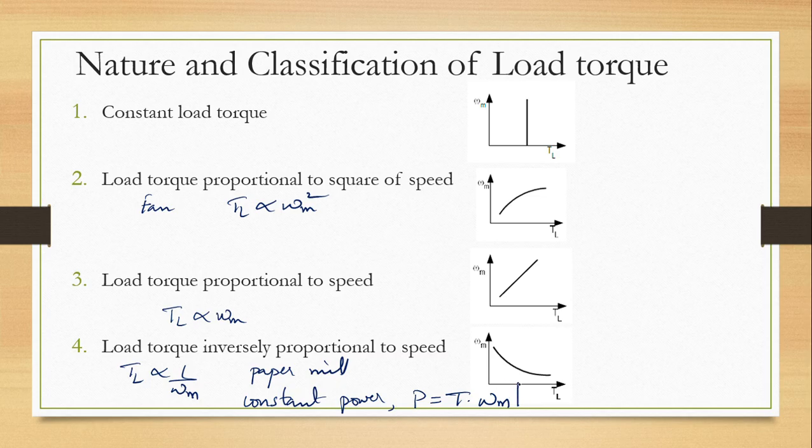So you can see that if the speed is increasing and you need to maintain the constant power, you need to maintain power as a constant. So if omega M is increasing, then the torque should reduce. Only then you will be getting a constant power application. So from this particular relationship, you can see that as the speed is increasing, the torque is reducing. If the speed is reducing, your torque should increase. And that is why you can say that the load torque is inversely proportional to speed. And we have seen the example is a paper mill. So this is the classification of the load torque.